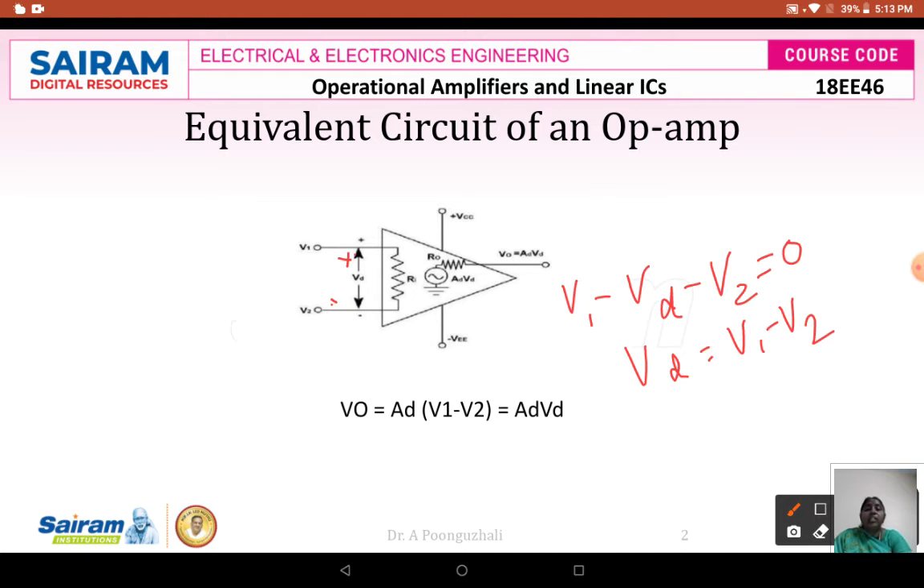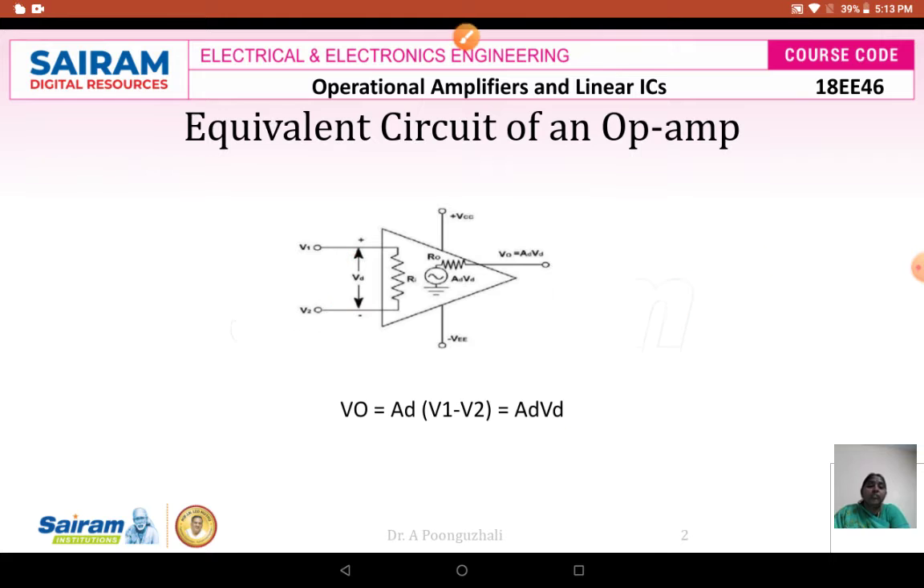So here V0 is nothing but AD into Vd, and Vd is nothing but V1 minus V2. So I can write V0 is equivalent to AD into (V1 minus V2), where AD is the differential gain of your operational amplifier. So this is the equivalent circuit of your op-amp.